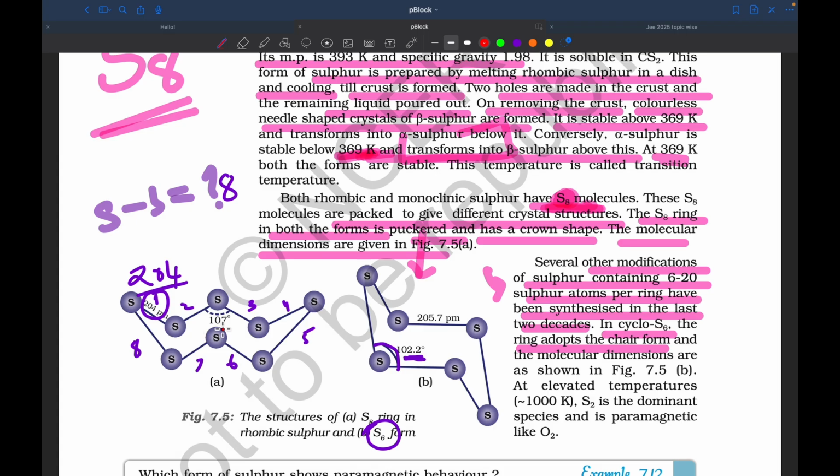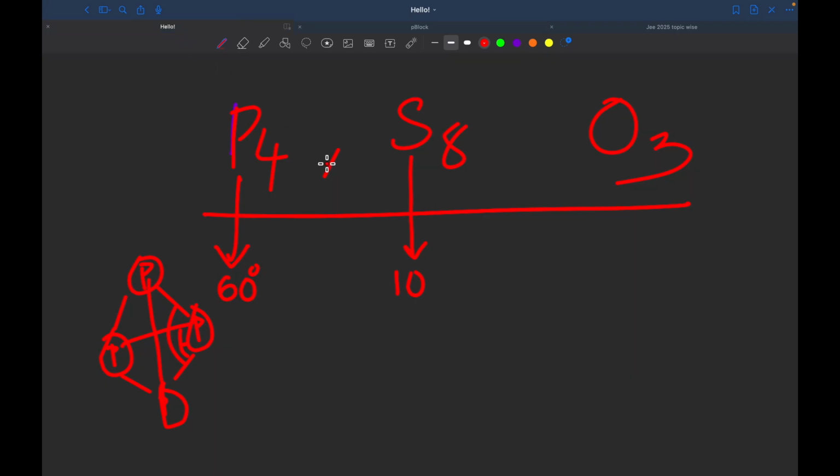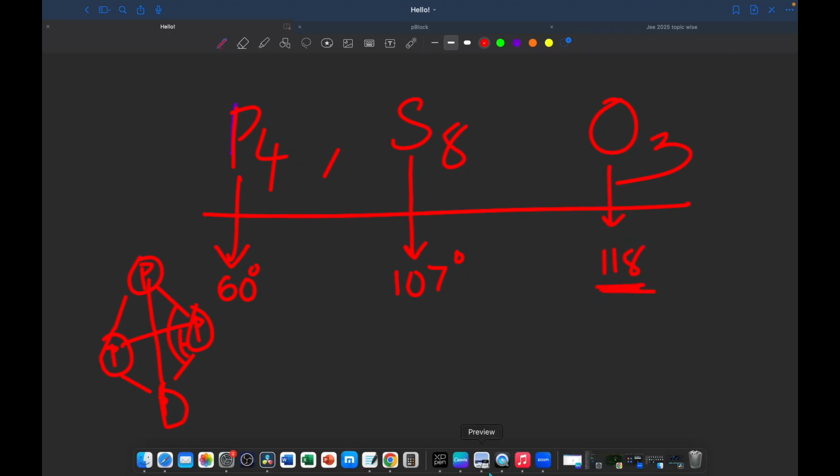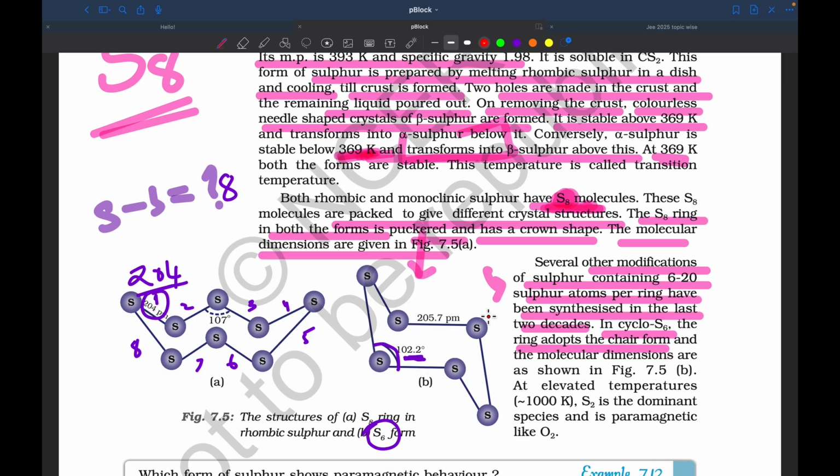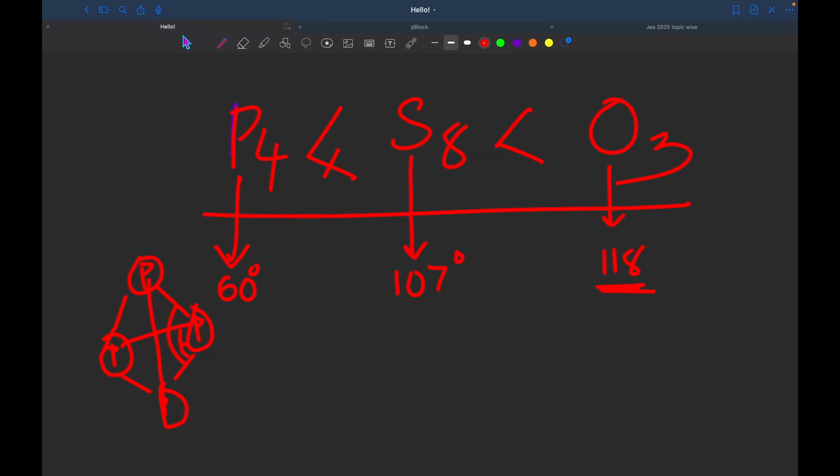యా, యూ గాట్ S8 107, రైట్? 107 degrees. ఓజోన్లో ఎంత ఉంటుందమ్మా? సో ఏమొస్తుంది ఇక్కడ? బాండ్ యాంగిల్ ఈజ్ స్మాలెస్ట్ ఇన్ P4, ఫాలోడ్ బై S8, ఫాలోడ్ బై O3. ఓకే, సో దీస్ ఆర్ ద స్ట్రక్చర్స్ యూ షుడ్ రిమెంబర్. ఇంకొక పాయింట్ కూడా మెన్షన్ చేశాడు ఇక్కడ. వాట్ ఈస్ దట్ పాయింట్?